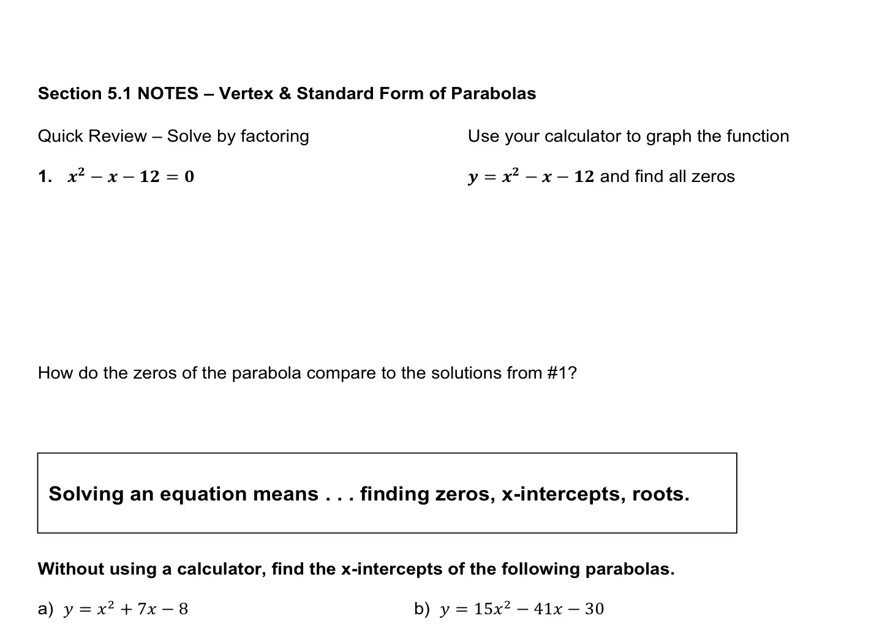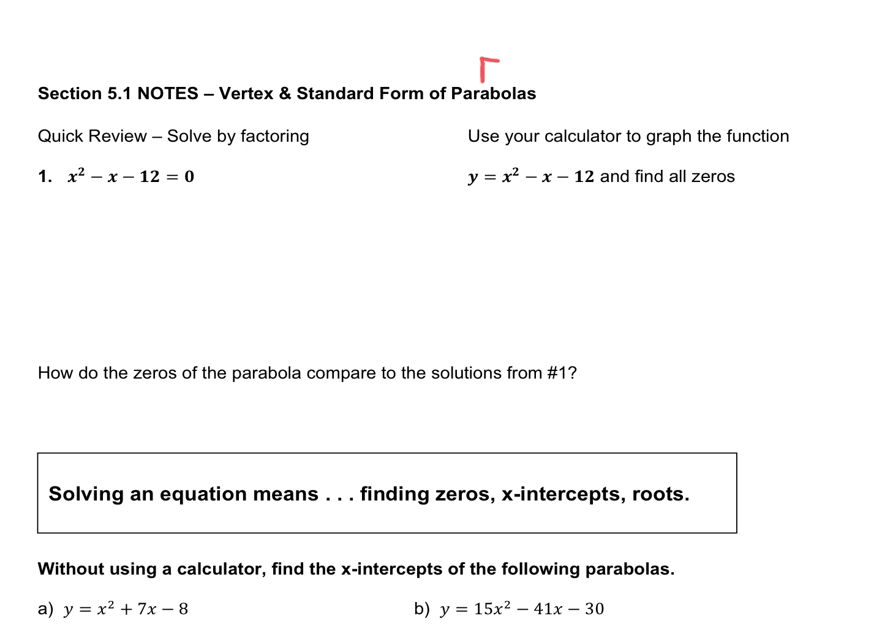We are starting our last unit for the semester. And we are going to be talking about parabolas and quadratic equations and functions in Unit 5. So we're going to start today by talking about the vertex and the standard form of parabolas.